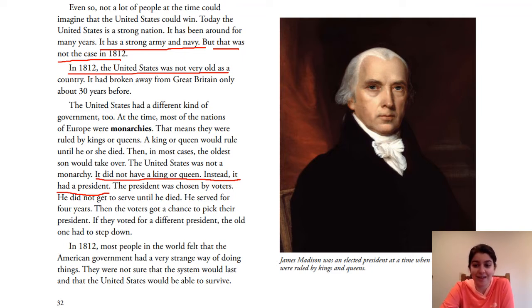And if they decided they didn't like him, then they could vote for someone different who wasn't even related to him. Now we think that's normal because that's what we do all the time. But at that time, back in 1812, that was a really new and different idea. Go ahead and take a second to read that caption on page 34. Sorry, page 33. It's a picture of James Madison.